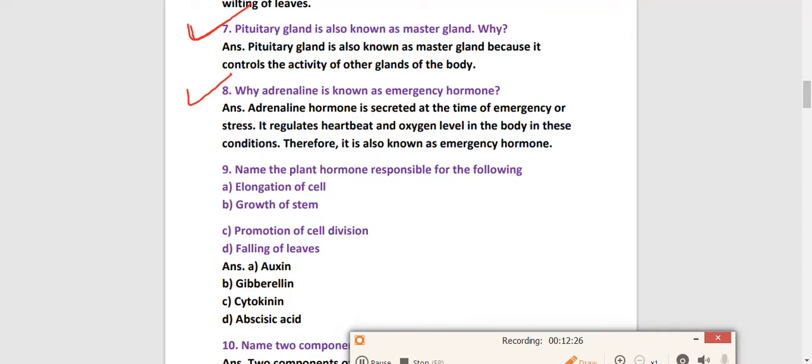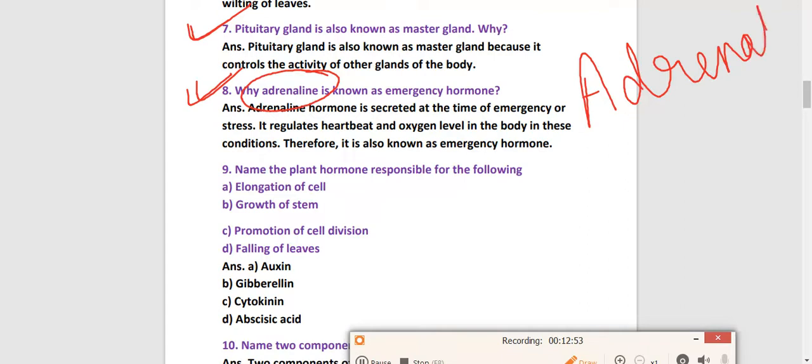Next, why is adrenaline known as the emergency hormone, or also the stress hormone? Because this hormone is secreted at the time of emergency or stress, right? When we are in a dangerous situation, or when we are in a stressful atmosphere, at that time the adrenaline hormone is secreted by the adrenal gland in our body. Which gland secretes the adrenaline hormone? Adrenal gland.